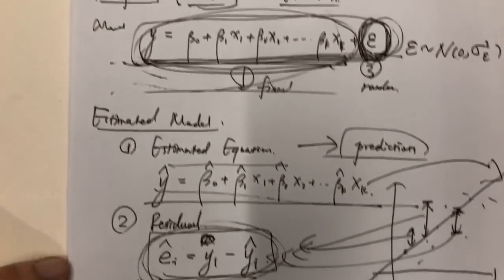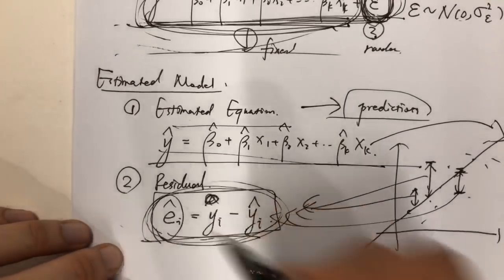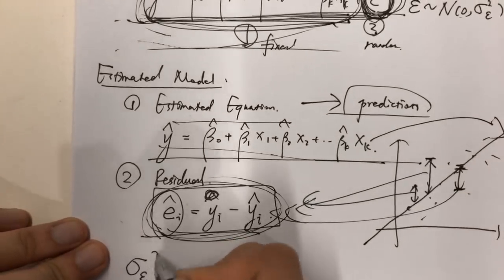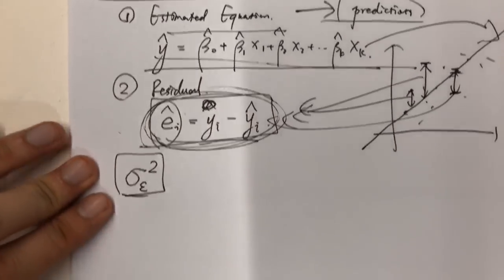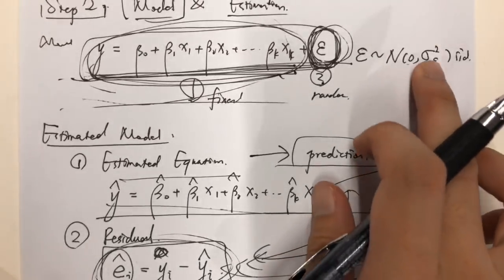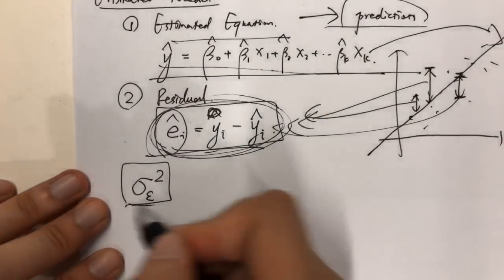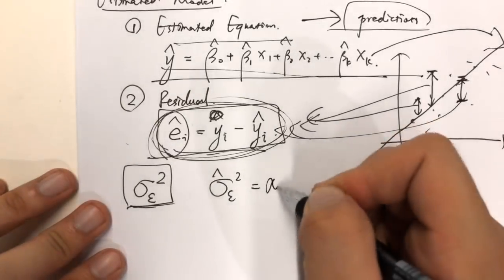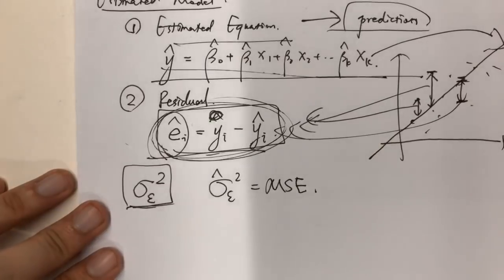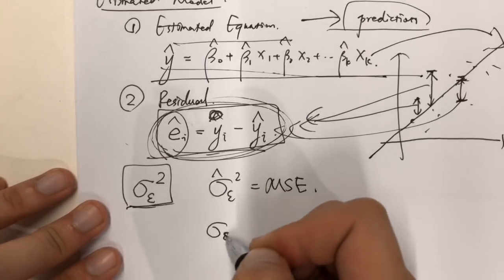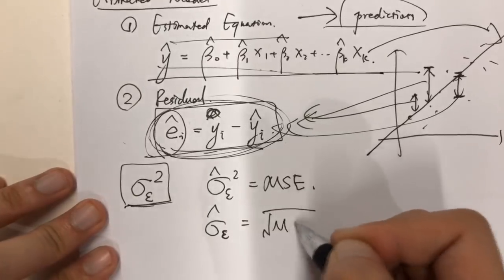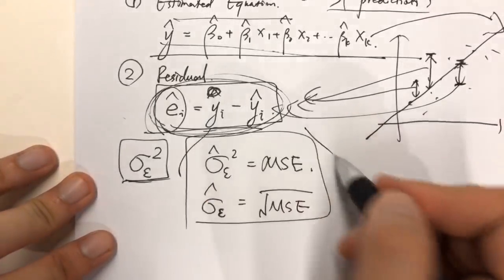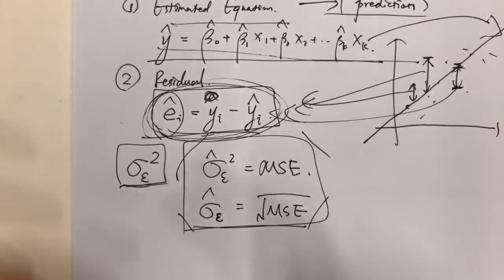Now, in terms of residual, I've mentioned one thing, which is the estimation of the variance of the error term. So what is the estimate of the variance of the error term? Do you remember? It is MSE. Brilliant. And what is the estimate of the standard deviation? It's the square root of MSE. Okay, so this is very important. If you know it, you can definitely get an easy mark, but if you forget it, then you just forget it, okay?